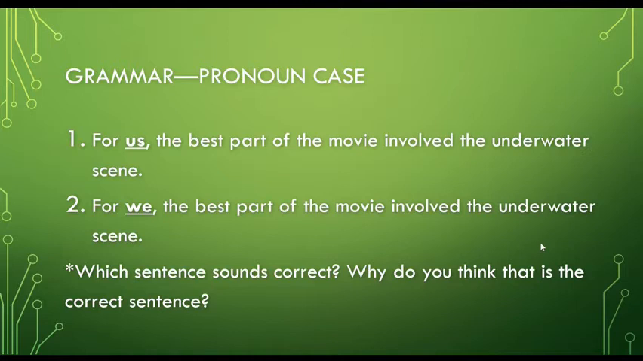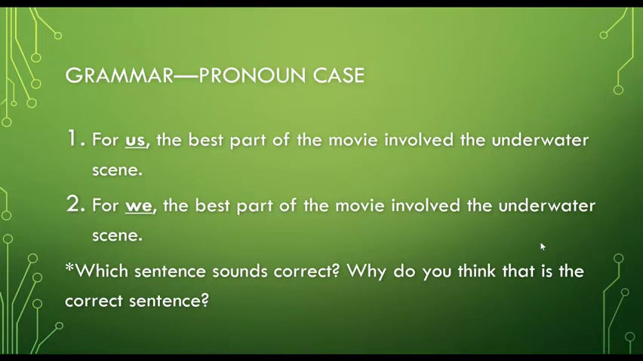So number one: For us, the best part of the movie involved the underwater scene. Number two: For we, the best part of the movie involved the underwater scene. The question you need to consider is which sentence above sounds correct, number one or number two. Why do you think that is the correct sentence? Take about 15 seconds to think about these two sentences.